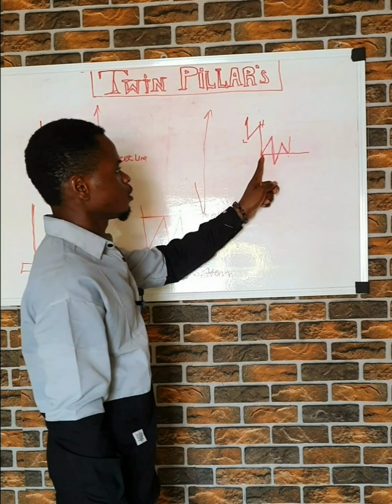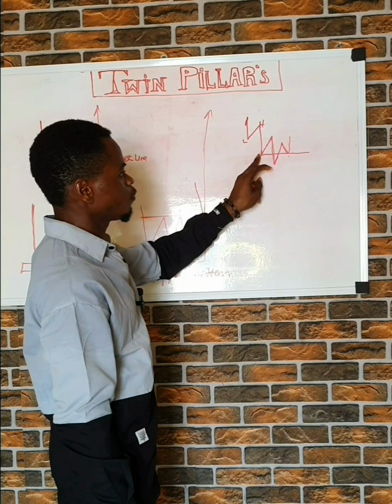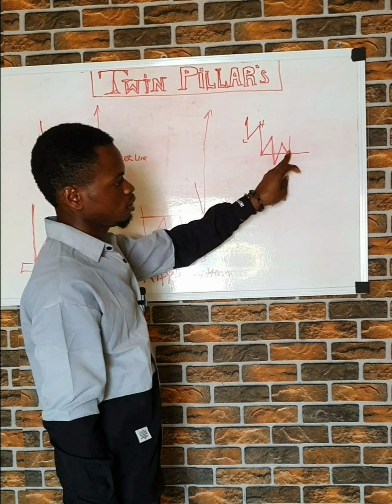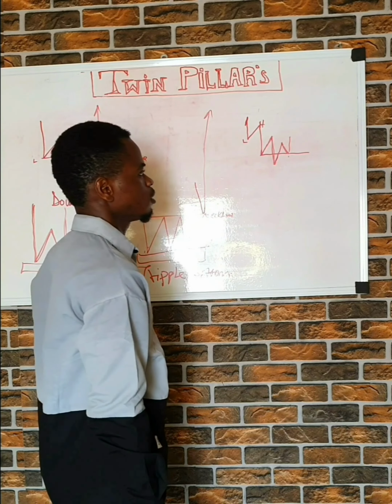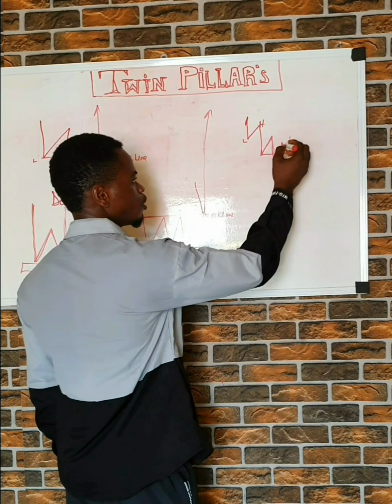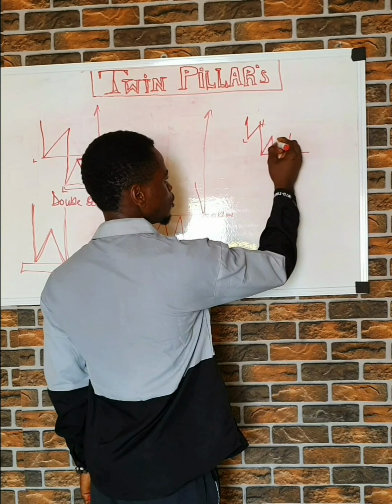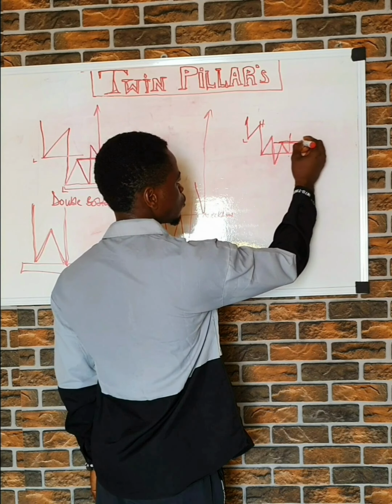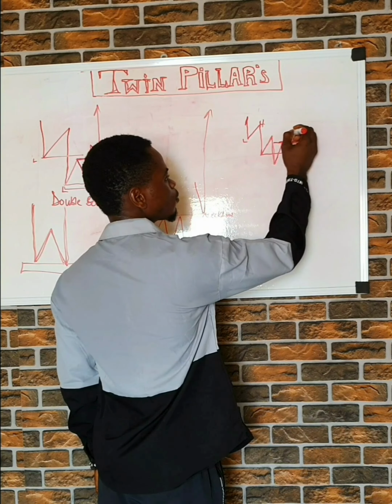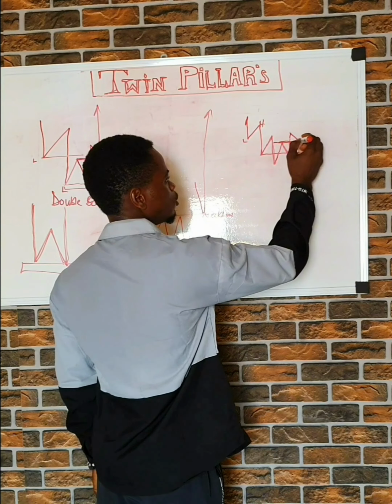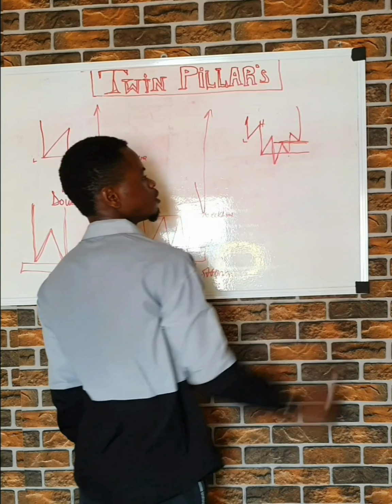What can you see? An inverse head. This is the left shoulder, this is the head, and this is the right shoulder. Can you see? So where should be your entry point? Your entry point should be from here, which is also the neckline. So whenever price comes back to this neckline, you will enter your buys.